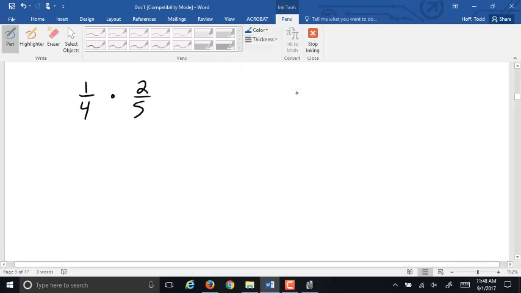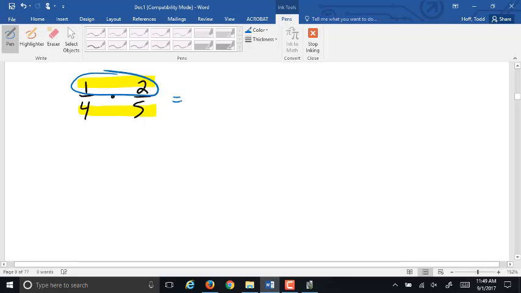So let's do 1/4 times 2/5. Now remember from the beginning of class here, when we multiply, first of all, we do not need the same name. So for fractions, we do not need a common denominator. Second, we combine the counts, but we also combine the names. So what we were taught for multiplying is just multiply straight across. That's exactly what we'll do here.